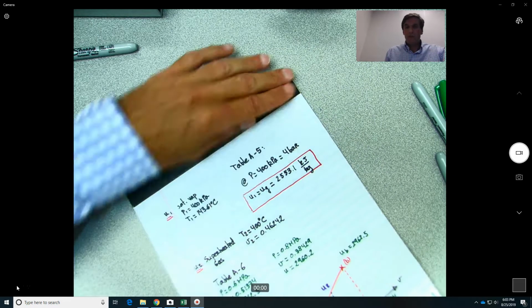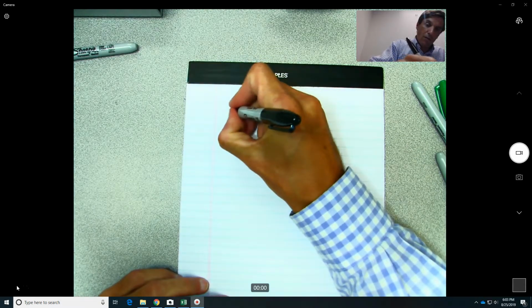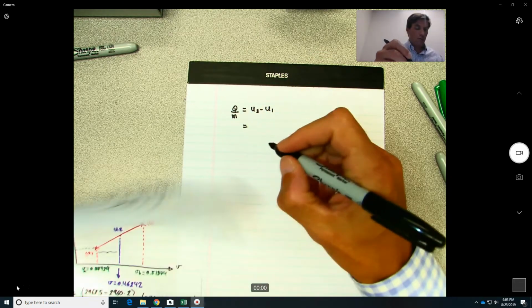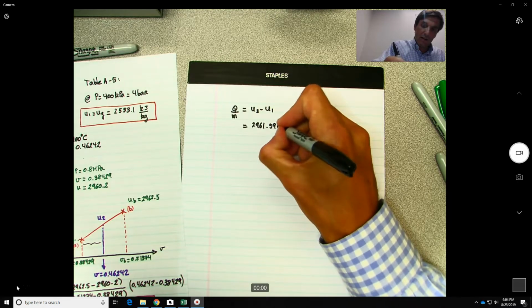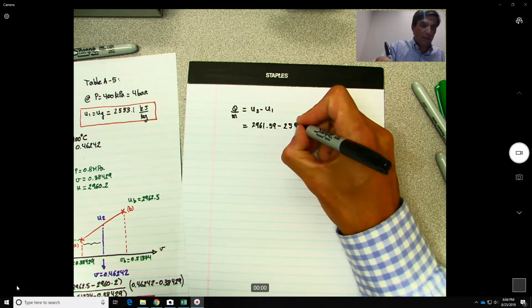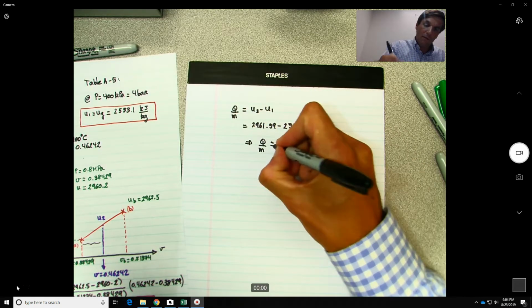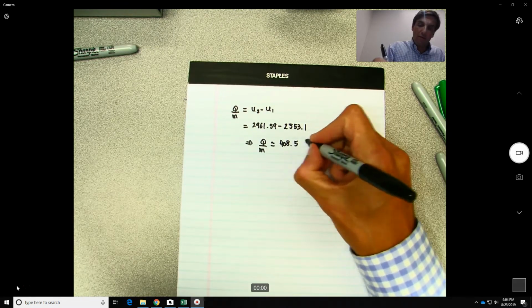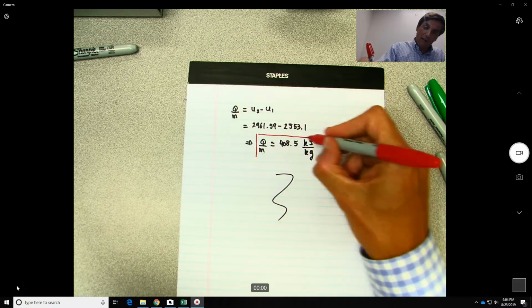So finally, the change in heat equal to U2 minus U1 will be equal to 2,961.59 minus 2,553.1, which gives 408.5 approximately. Okay, and this will be the final answer.